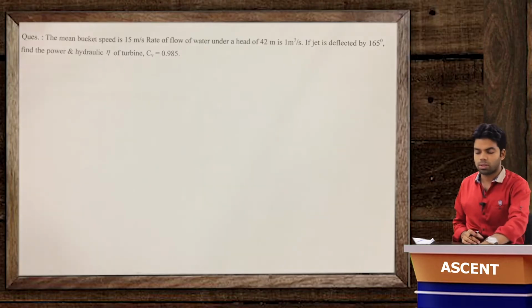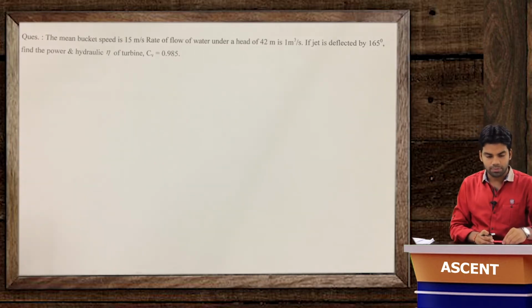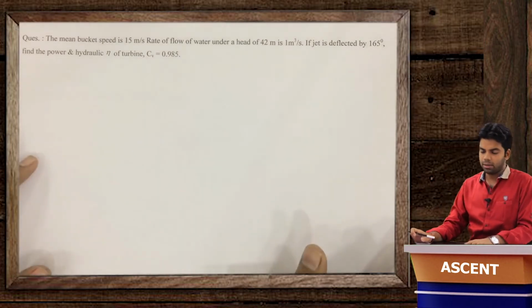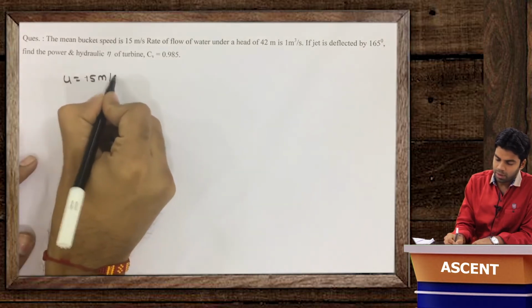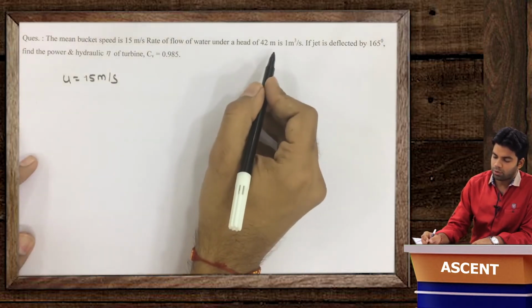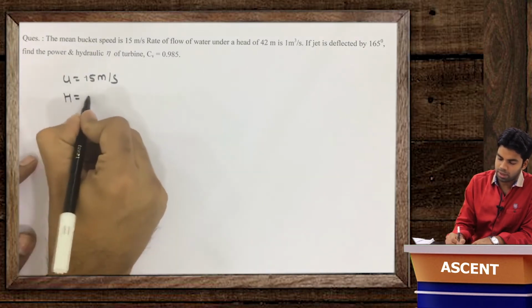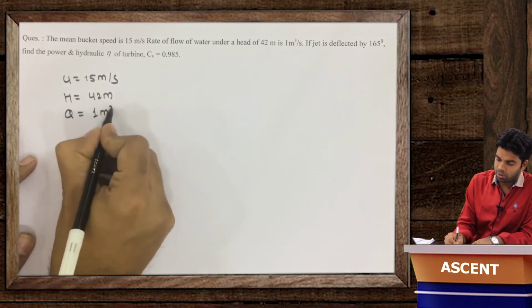Now we will solve some questions of this Pelton-Wheel turbine. The very first question says the mean bucket speed is 15 meter per second. Bucket speed, that means U is given as 15 meter per second. Rate of flow of water under a head of 42 meter is 1 meter cube per second. Total head is given as 42 meter. Rate of flow of water, that means Q is given as 1 meter cube per second.